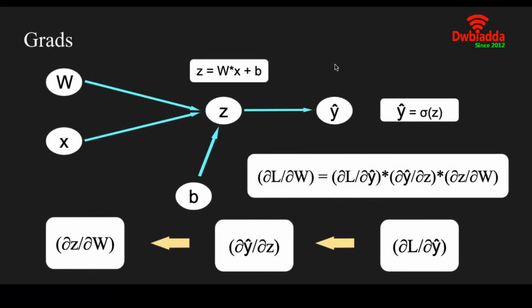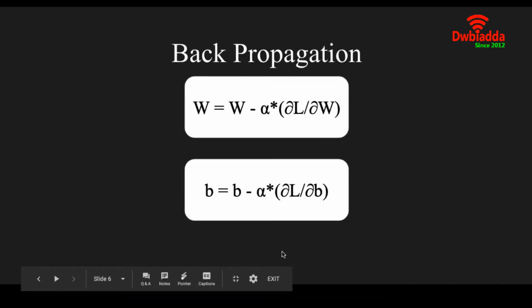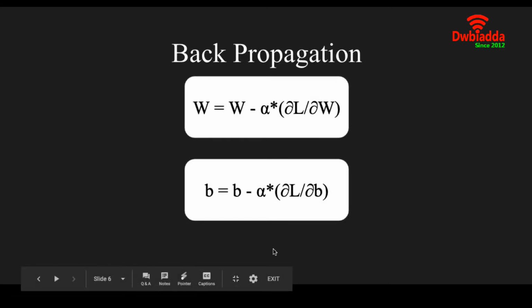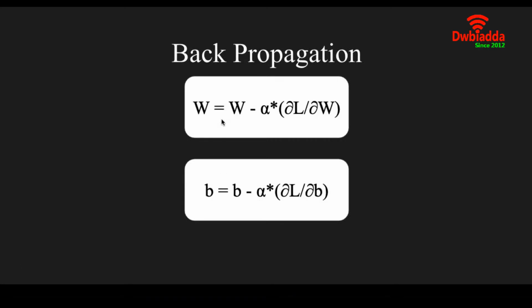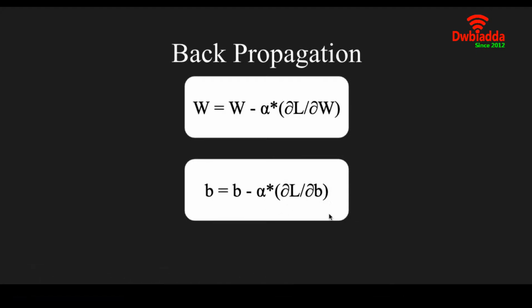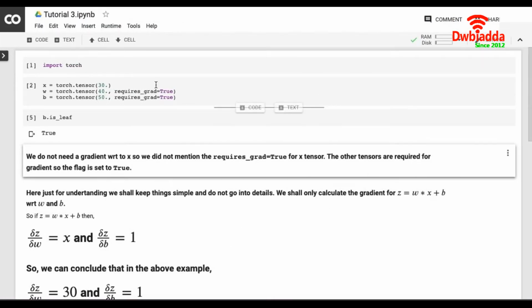So what are we doing with these terms, delta L by delta W and delta L by delta B? This is the heart of the backpropagation stage. We want to update our weights and our biases with respect to the derivatives, and we do that using alpha, which is the learning rate. So the formula is W equals W minus alpha multiplied by delta L by delta W, and B equals B minus alpha multiplied by delta L by delta B. Now let's look into our code.